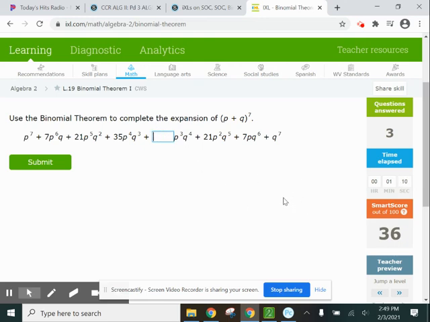So I hope this was helpful to complete these iXLs on factoring and expanding binomials. Go back through, rewatch anything you're not sure of, and also make sure you're going back to the 3-3 notes because those are going to be very helpful for completing this as well.